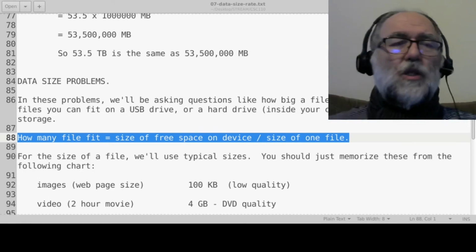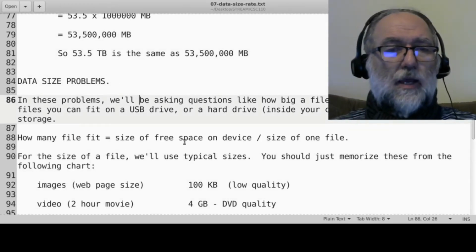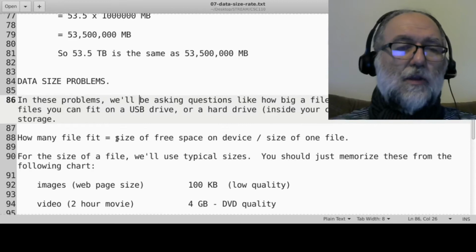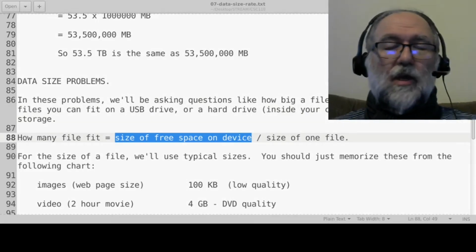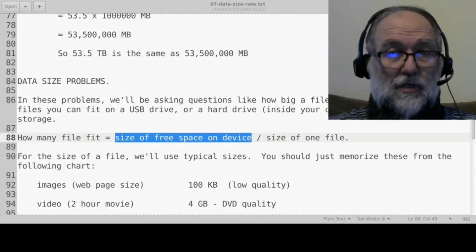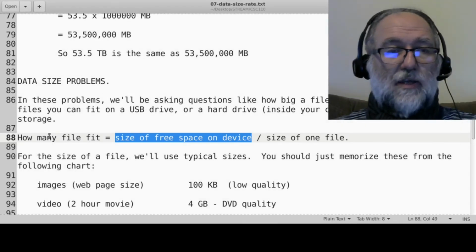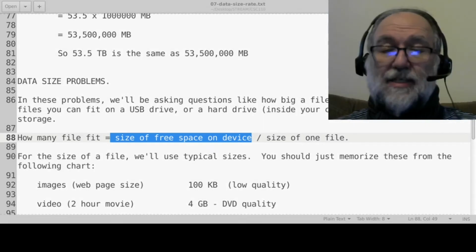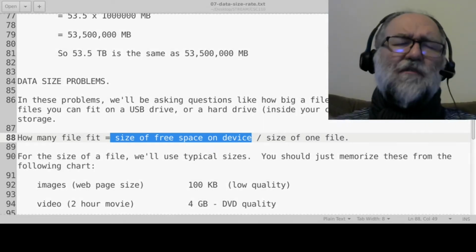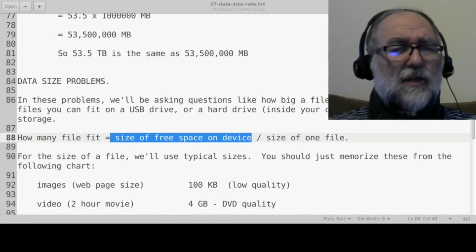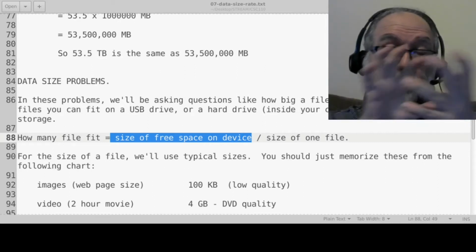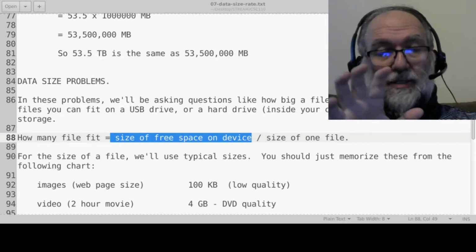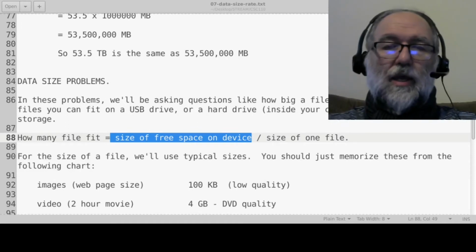Okay, so how many movies could you fit on this USB drive, like what I just said? Generally the way you answer that question is it's a fraction. It's basically how much space is on that device. And we should say free space, because there might be other files that take up space, and so there'll be some space left over. So how much free space is left on your device?